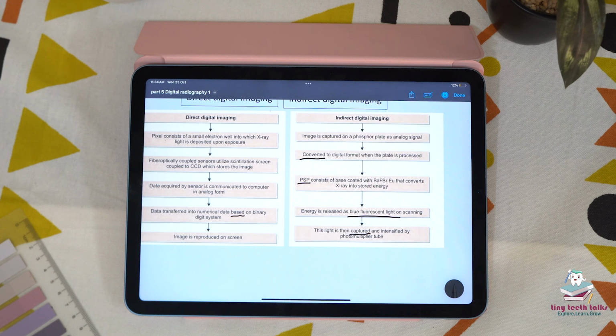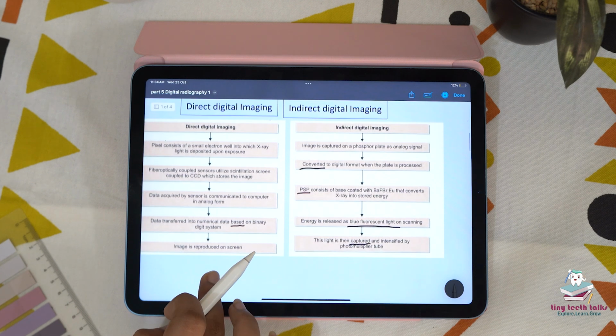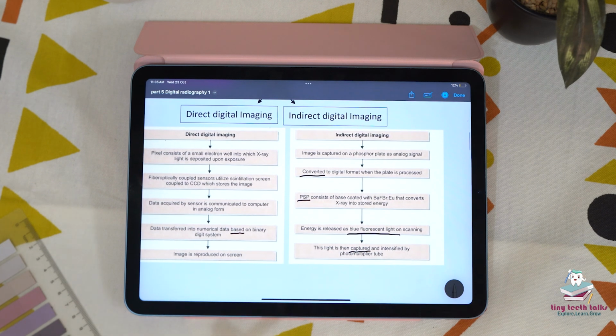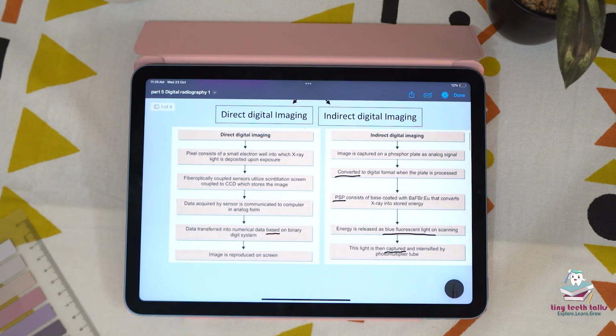By intensifying and amplifying the light signal, the photomultiplier tube makes it possible to capture clearer and more detailed images from the initial X-ray exposure. In short, the PMT boosts the light signal to improve image quality, which is then read and converted into a digital image for diagnostic use. Currently, direct digital imaging is more widely used in modern dental practices due to its efficiency and the immediate availability of images.